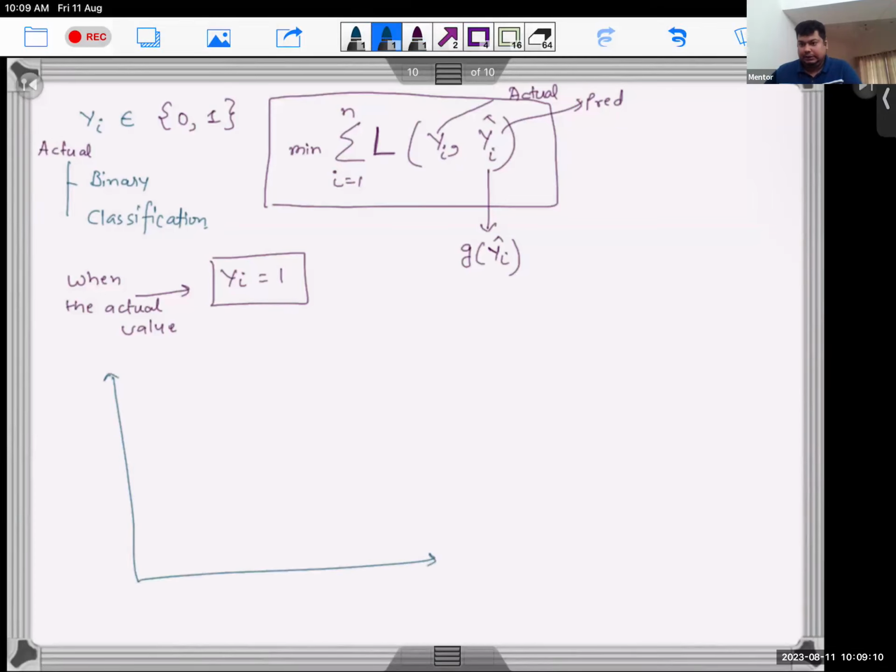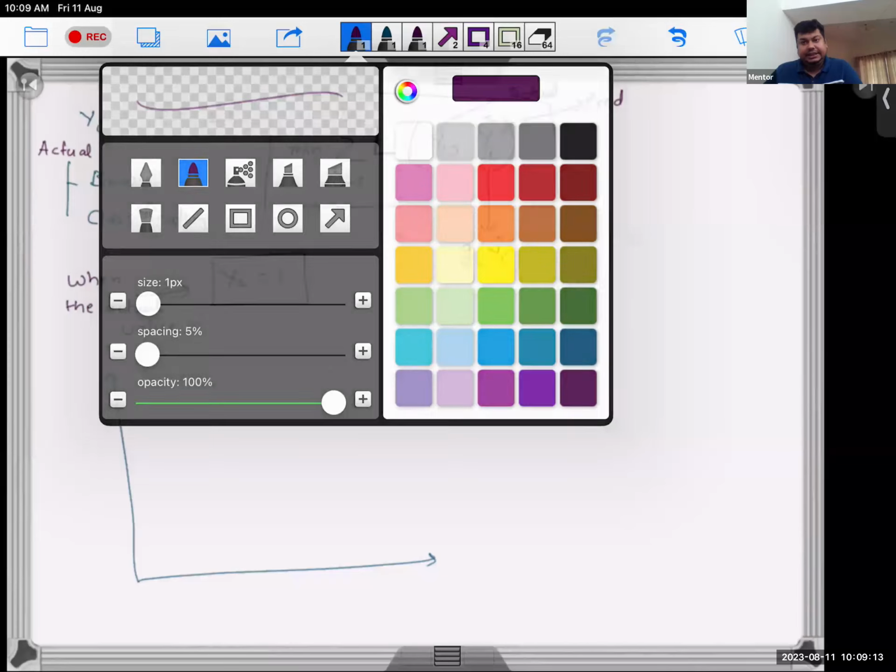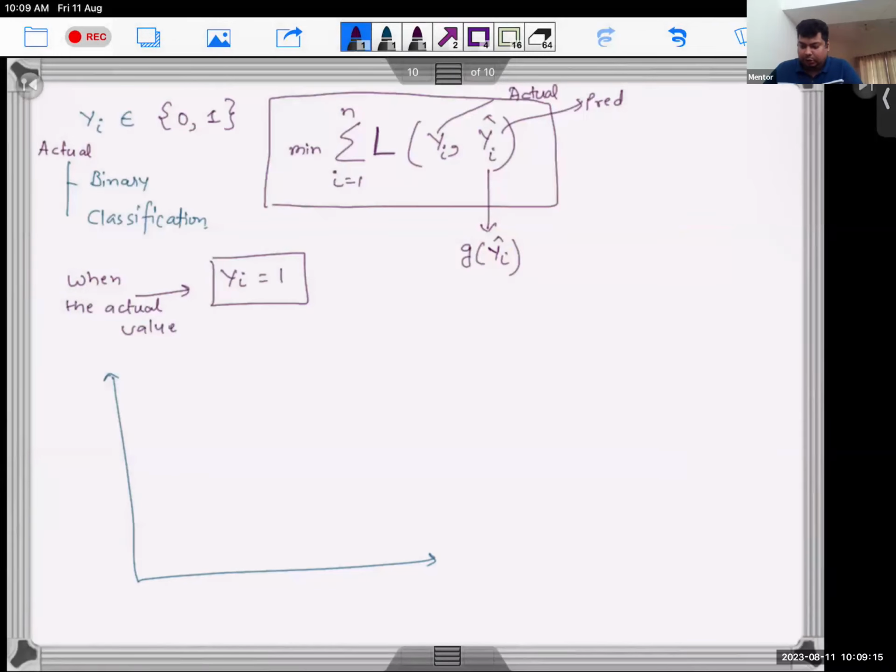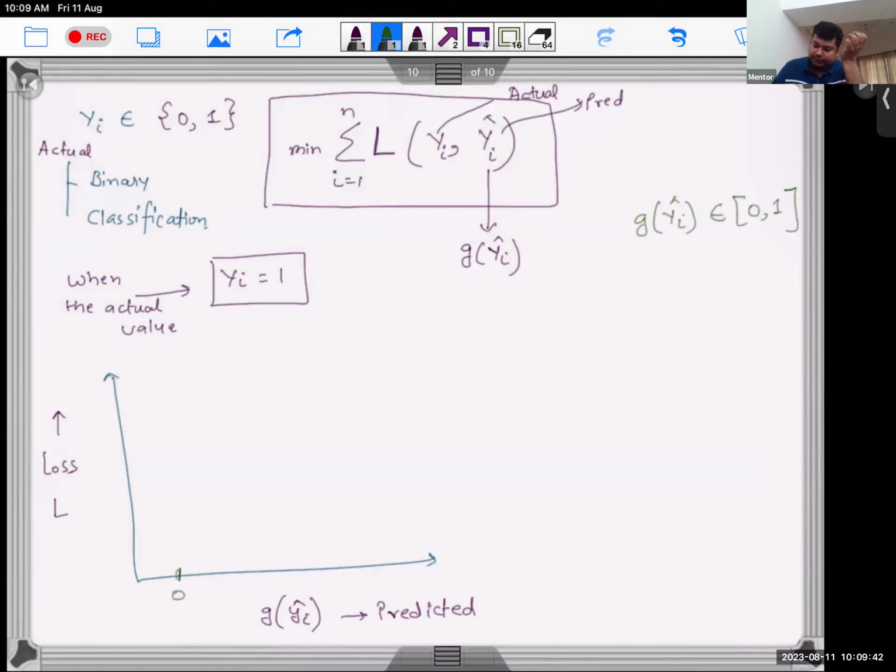I'm trying to come up with a loss function. So let's say this is my loss function L. Let's try to see it with respect to our predicted value. This is the predicted value. So what is the range of predicted value? 0 to 1. So this value will now be between 0 and 1.